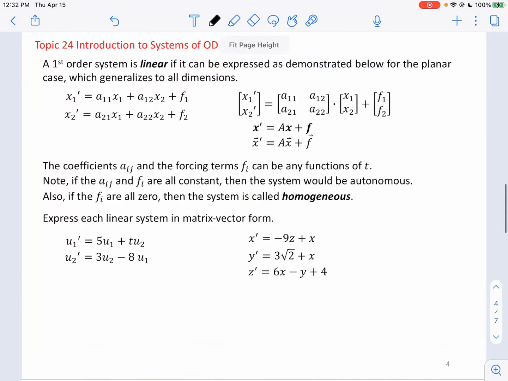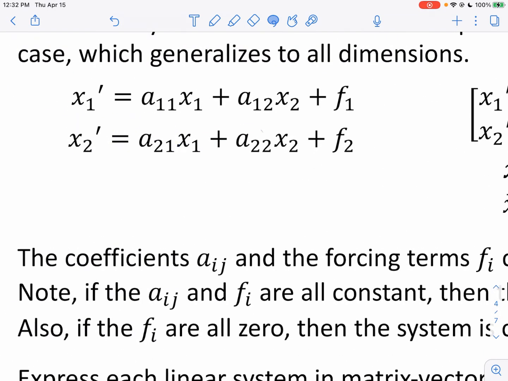All right, let's go to the next slide and talk about what it means for a system to be linear. Now, a first order system is linear if it can be expressed as demonstrated below for the planar case, which generalizes to all dimensions. So I'm just giving you an example of what a planar or 2-dimensional linear system looks like. So we have just 2 functions, x1 and x2, and their first derivatives isolated. And then over on this side, we have a potential linear combination of x1 and x2. So we have an a11 and an a12. This just means the first equation, first entry, first equation, second entry, second coefficient. This a21 was second equation, first coefficient, second equation, second coefficient.